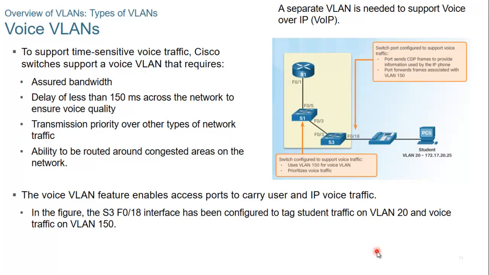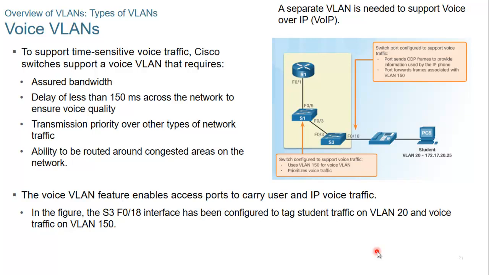Voice VLANs are used to support time-sensitive voice traffic. Cisco switches support a voice VLAN that requires sufficient bandwidth, and delays of less than 150 milliseconds across the network to ensure voice quality. Transmission priority over other types of network traffic, meaning that if there is data and there is voice, voice gets higher priority. Ability to be routed around congested areas on the network.